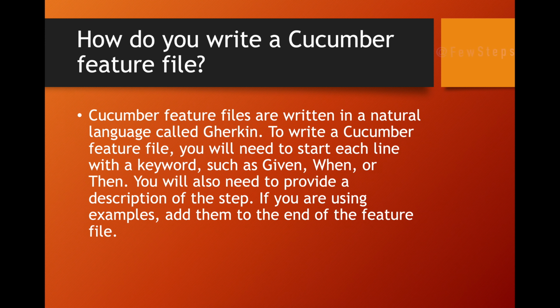Question 6. How do you write a Cucumber feature file? Cucumber feature files are written in a natural language called Gherkin. To write a Cucumber feature file, you will need to start each line with a keyword, such as given, when or then. You will also need to provide a description of the step. If you are using examples, add them to the end of the feature file.